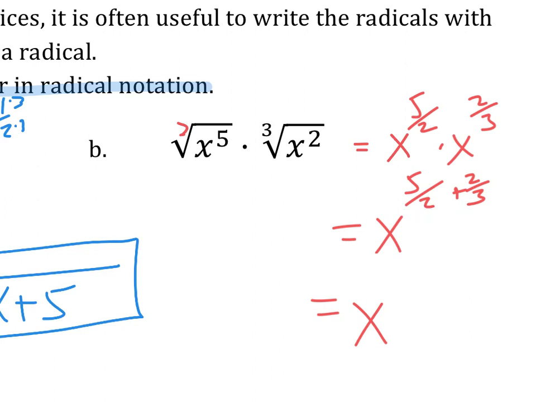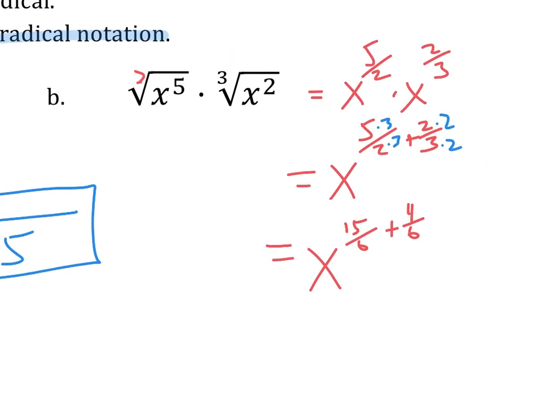So I want to change these into 6ths. If we multiply top and bottom by 3 there, we're going to get 15/6. Multiply top and bottom here by 2. And that's going to give us 4/6. And so that's 15 plus 4 is 19/6. Okay.